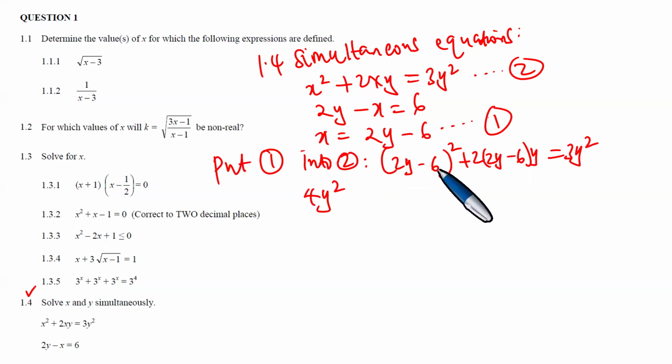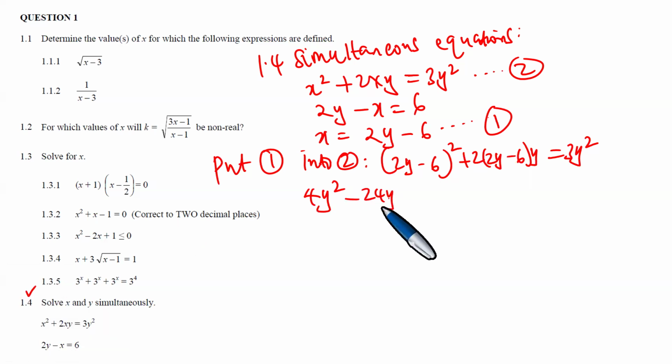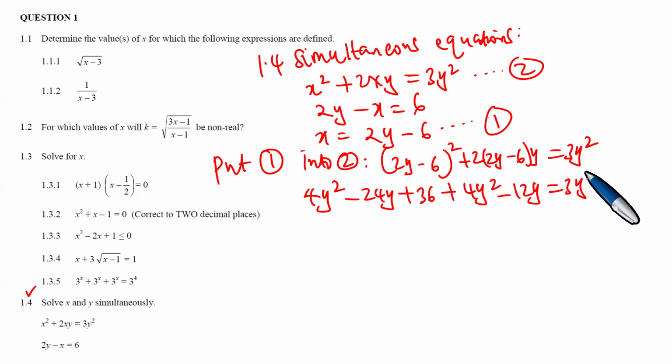And then we have 2y times minus 6 times 2. 2y times minus 6 is minus 12, times 2 is minus 24. You square minus 6, it becomes 36. Then 2 times 2y is 4y times y, which is 4y squared. 2 times minus 6 is minus 12y, and then 3y squared. Which is 4 plus 4, which is exactly 8.